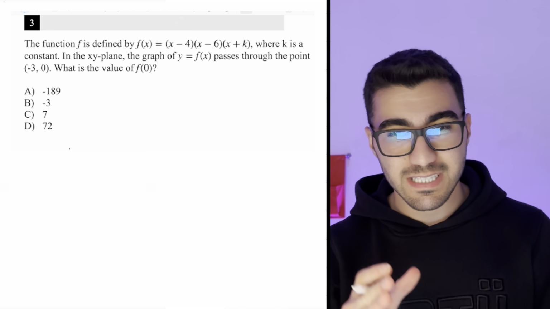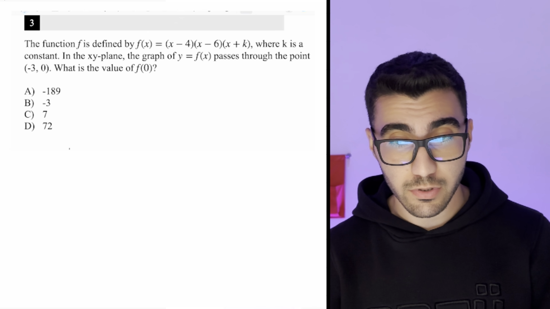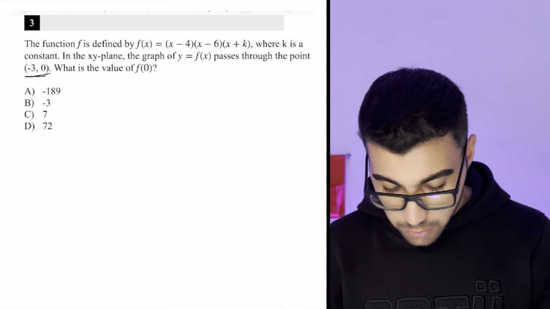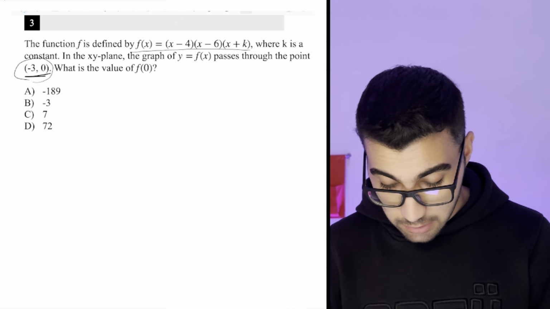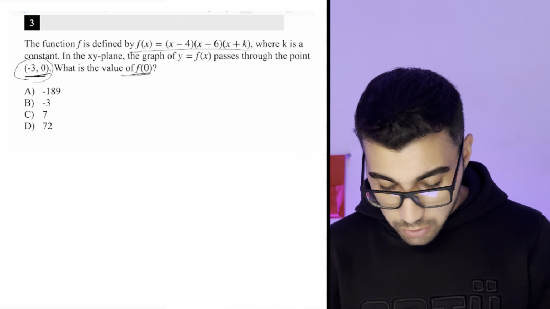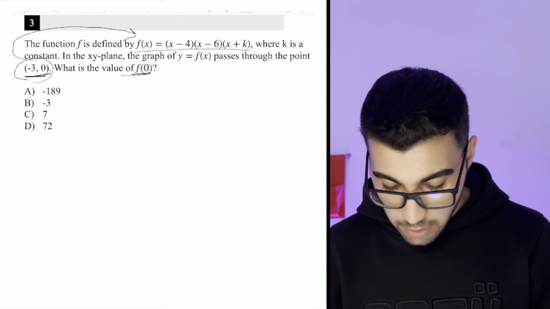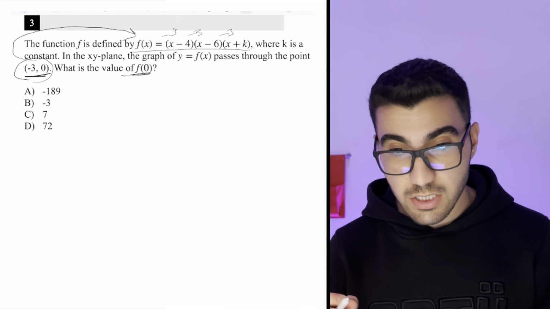The function f is defined by f(x) equals this, where k is a constant in the xy-plane. The graph of y equals f(x) passes through the point (-3, 0). So this (-3, 0) is on the function and satisfies this equation. What is the value of f(0)? So when I put -3 into the equation, I need to get 0. When I put -3 here, -3 here, -3 here, I have to get 0.